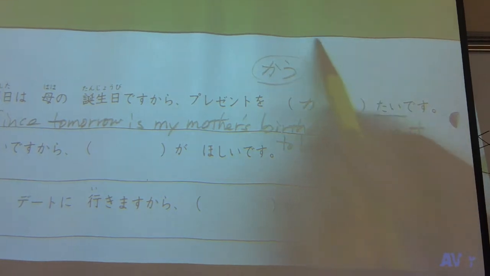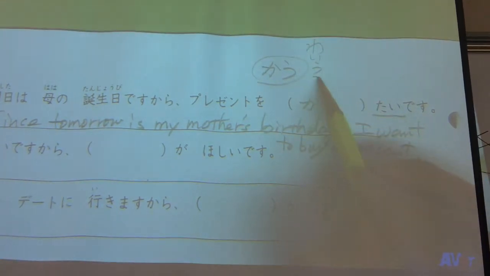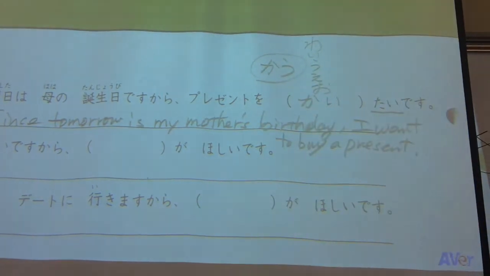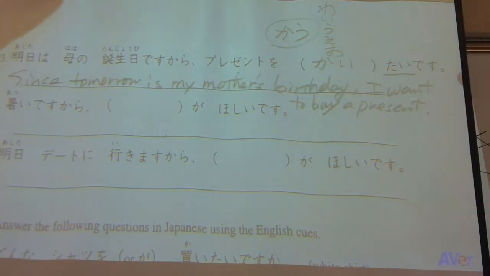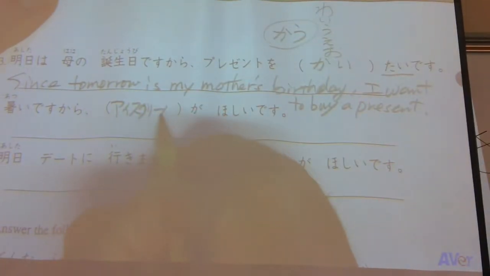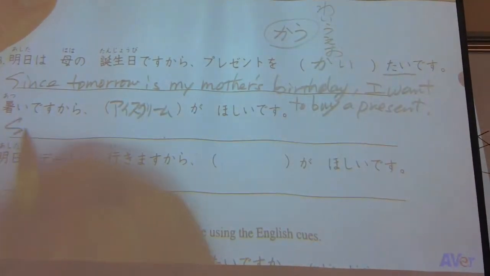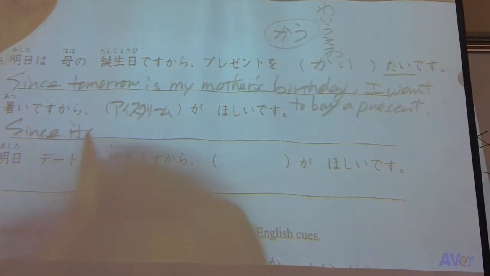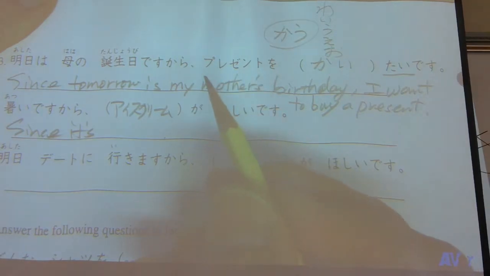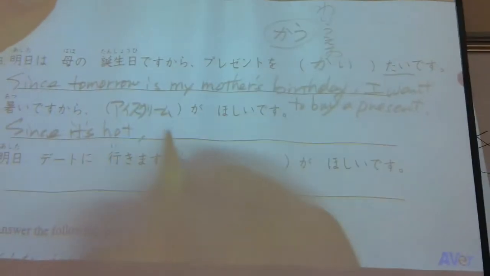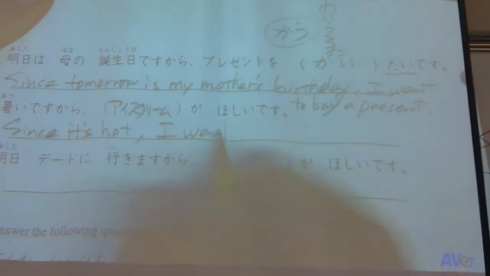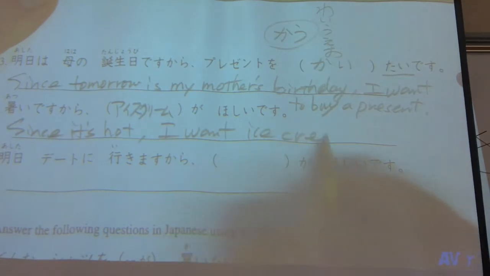Kai. Atsui desu kara ice cream ga hoshii desu. Okay, ice cream ga. Since it's hot, I want ice cream.